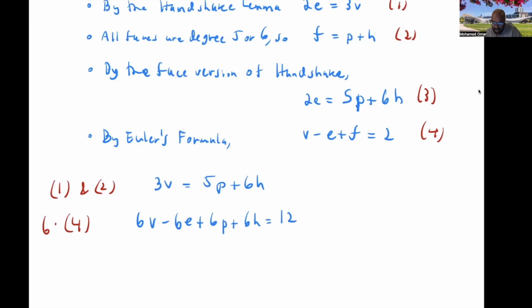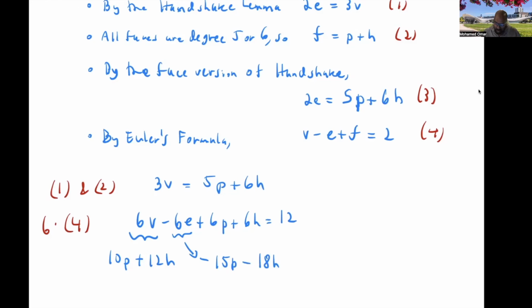but we have some other information here that helps us in this scenario, right? So for example, this quantity here by 1 and 2 is 10P plus 12H. Okay, but this quantity here, minus 6E by equation 3 itself is minus 10P, or minus 15P, sorry. And minus 18H.